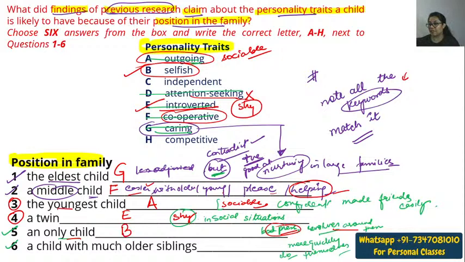Try to listen carefully. B is the right answer for this. Okay? I hope it is clear. Selfish. Only child are selfish.